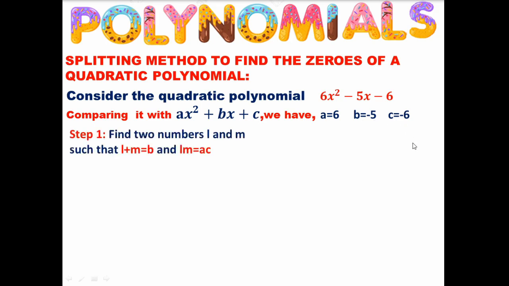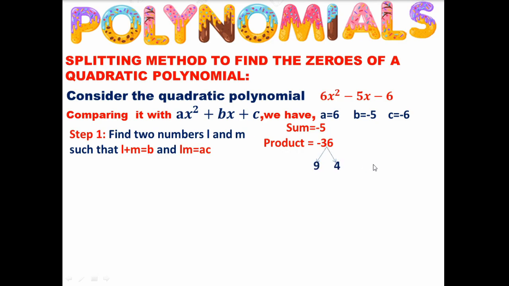Alright? Okay. Now we'll see what is the first step to find the zeros of a quadratic polynomial. The first step is to find two numbers L and M such that L plus M equals B and LM equals AC. That is, I am going to get two numbers whose sum, that is L plus M, is B, that is minus 5. And whose product, that is LM, is A into C. A is 6, C is minus 6, so the product is minus 36. So we are going to find two numbers whose sum is minus 5 and product is minus 36.